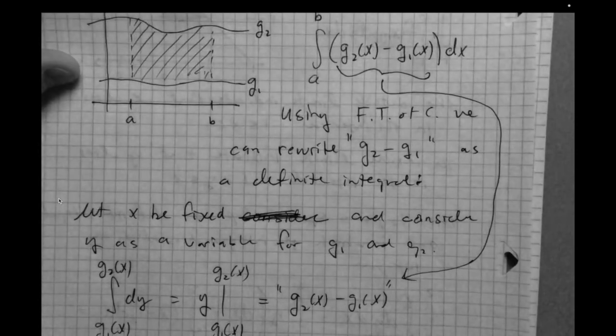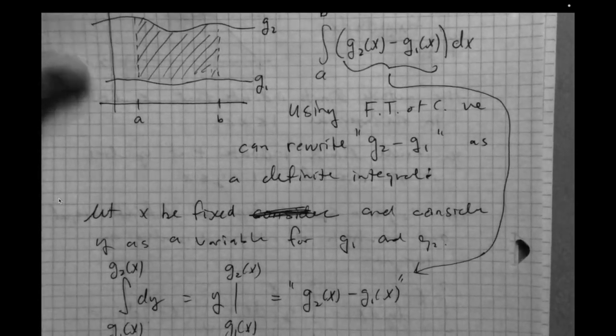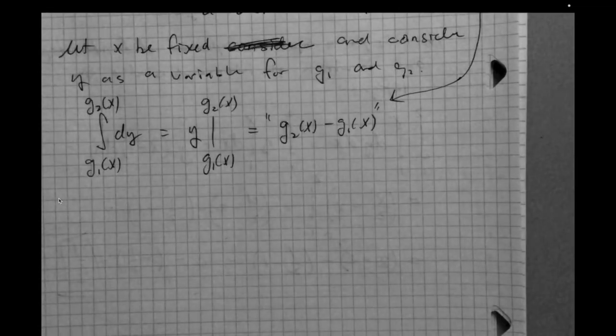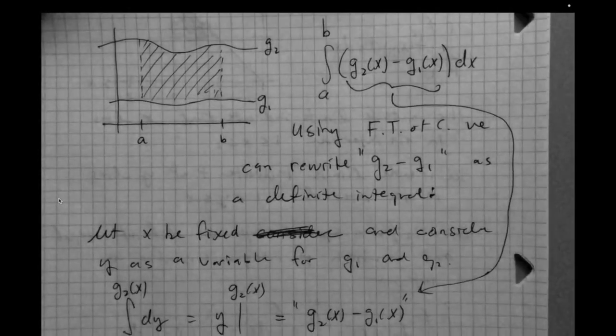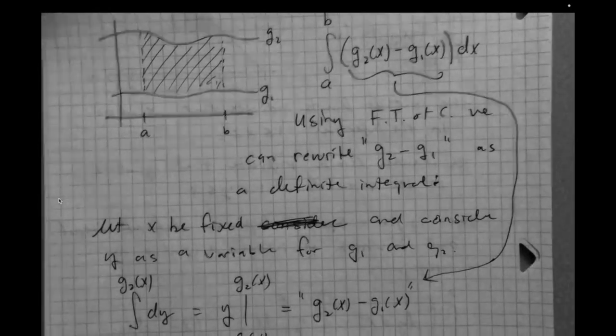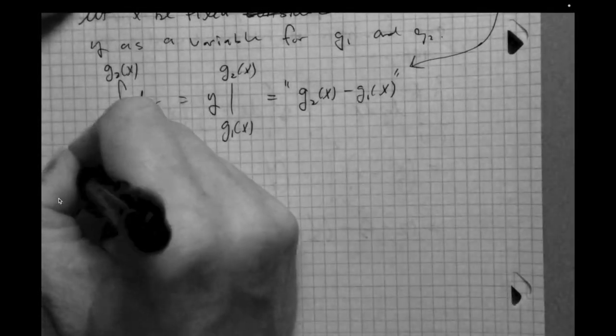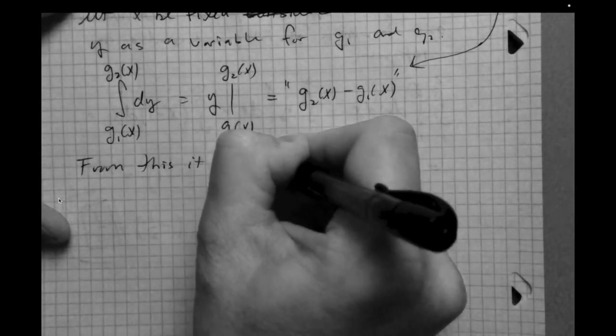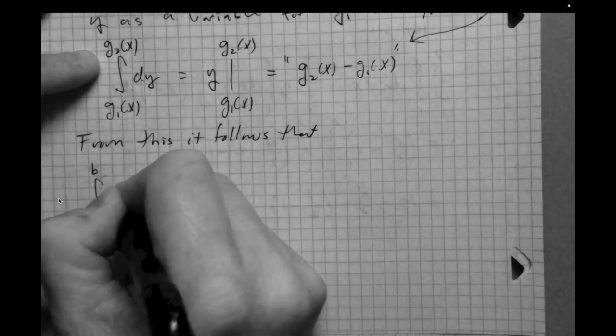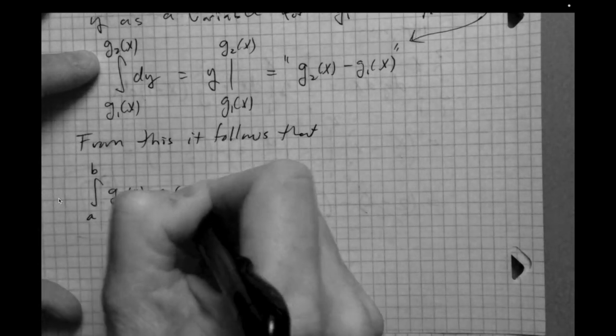Okay, that's the thing we're interested in rewriting as a definite integral. And so then what do we do? Well, it basically follows immediately from this that you could rewrite this expression using an iterated integral rather than using the difference of the two functions. So from this, it follows that we could say, I've got this integral from a to b, g2 of x minus g1 of x dx.